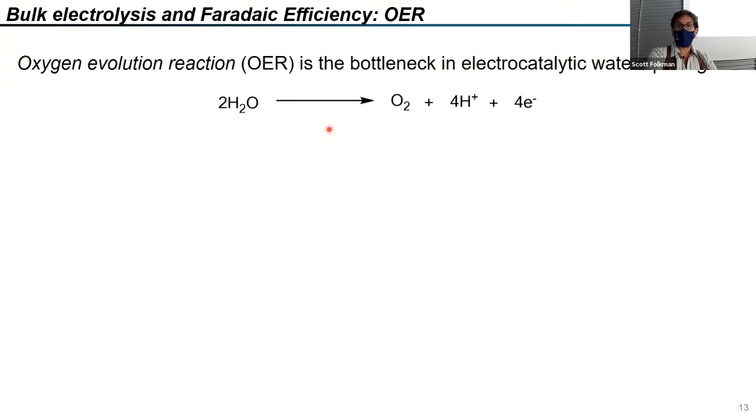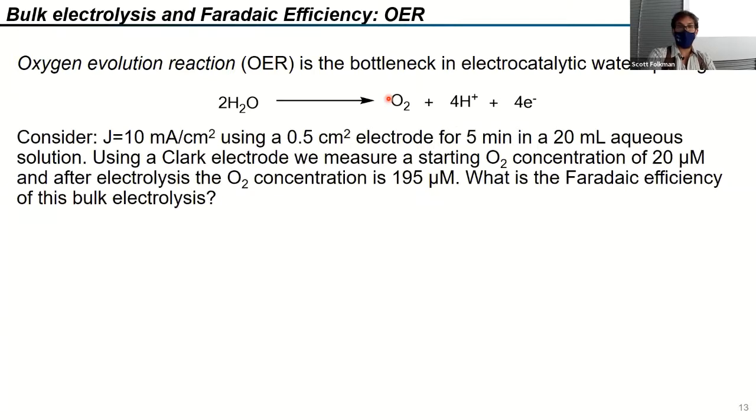And we want to know, if I count electrons, what percentage of those electrons go to making oxygen? Because if that's not a large Faradaic efficiency, where did the electrons go? Did I decompose my catalyst? Did I decompose the electrode support? Did I have some other reaction going on? I want to know what my Faradaic efficiency is.